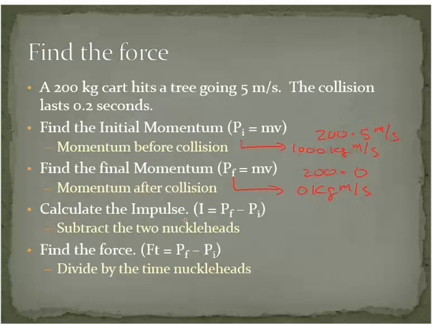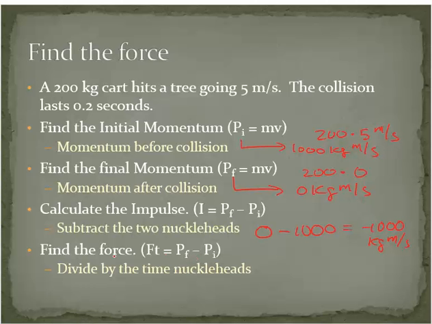It says calculate the impulse. Well, this is subtract the two, as you can see here. We're going to find the impulse. That's the change in momentum. Well, the final is 0. The initial is 1,000. So it's negative 1,000 kilogram meters per second.